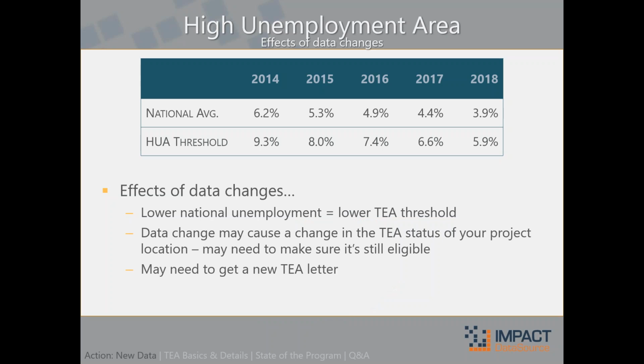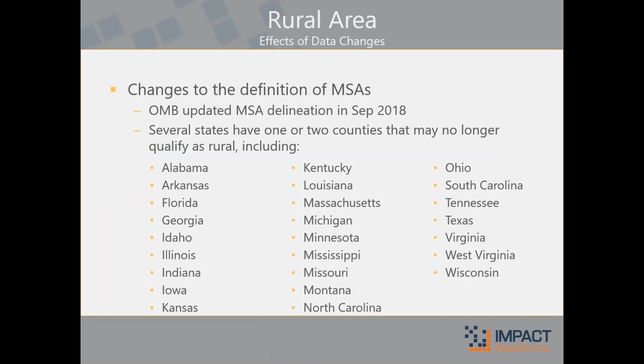So again, focusing on the question, do I need to get a new letter? The answer is, probably. One thing to get into, which was kind of surprising on the rural side of things, which we'll discuss a little bit later as well. Usually from year to year, there's not very many changes to the counties that might be eligible for rural status. So on the rural side of things, you have to be outside of an MSA to be considered as a rural TEA.